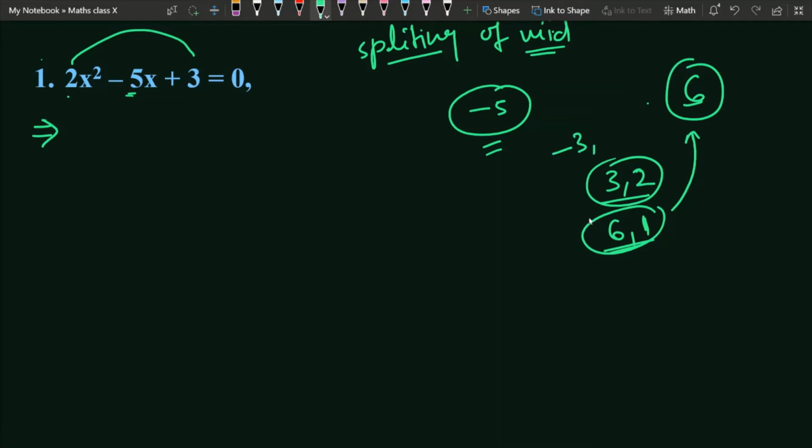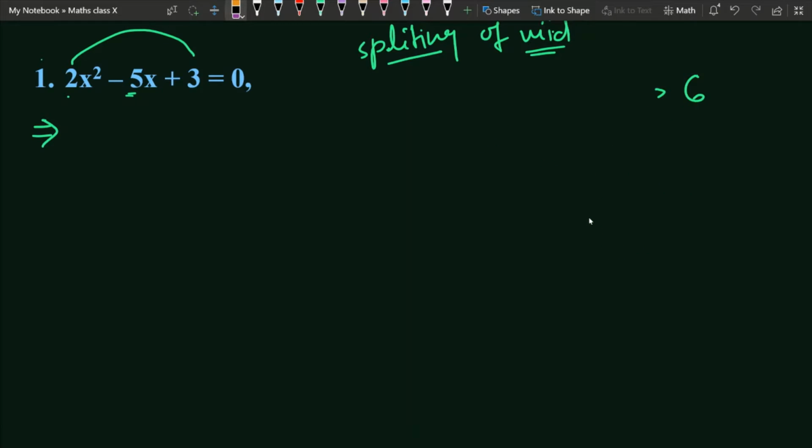Why? Because when you multiply minus 3 and minus 2, you will get plus 6, and when you add them, minus 3 and minus 2 gives minus 5. So we need this minus 3 and minus 2 only. So let us start solving this question.